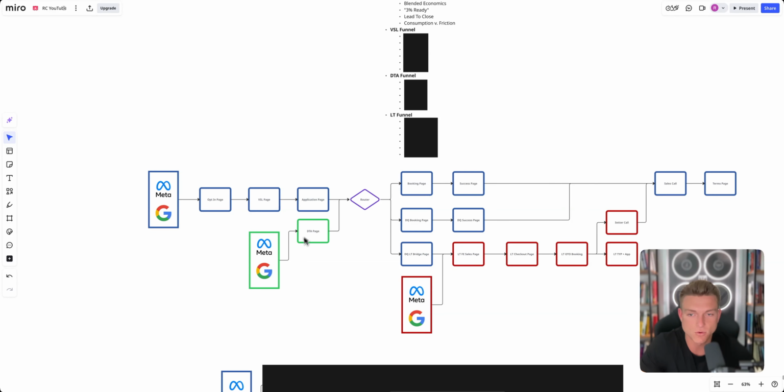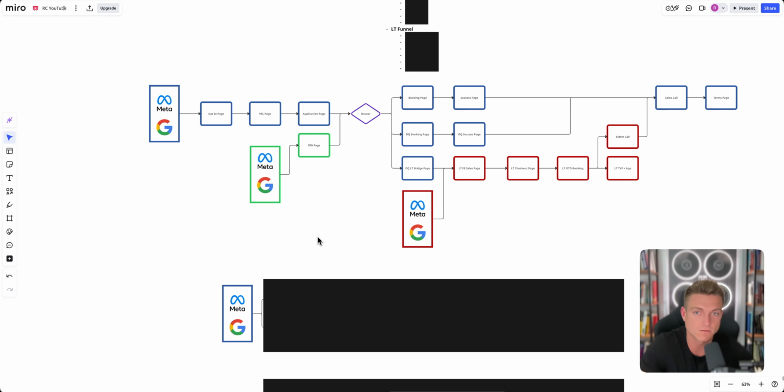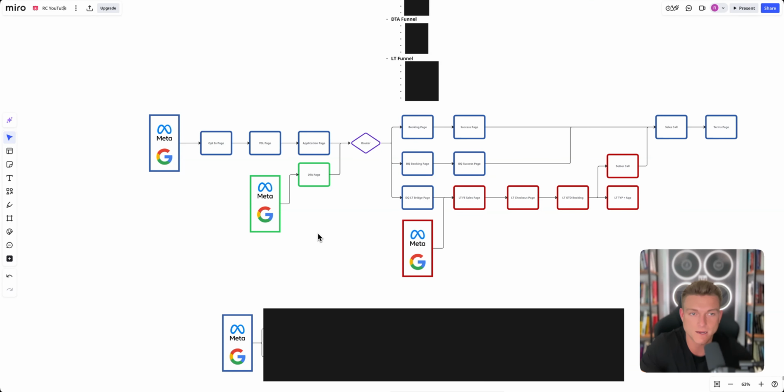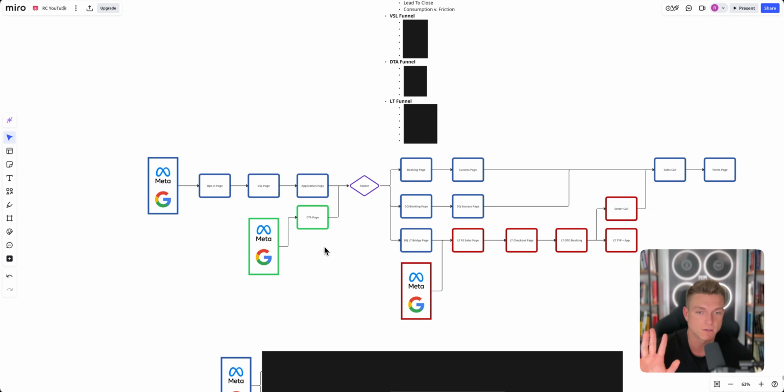Okay. Green one here is new to us. I'm going to break all these down individually and explain how they all work and what we're testing on each of them and the economics and expectations. But DTA is essentially just running them straight to a page that is headline, VSL, application, and then directs them to a call after. So they literally apply on page. There's no opt-in, there's no gate, there's no timer cookie, nothing, okay?